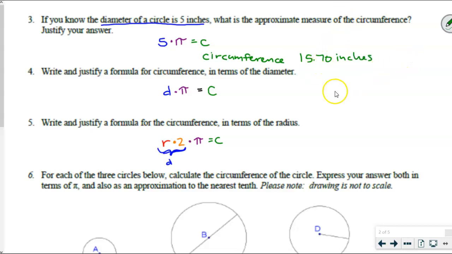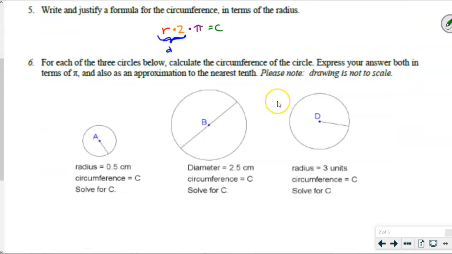What I need you to do now, what students are already working on in class, is find the circumference of each one of these. Make sure you're paying attention to the information that's given. The first one they're giving the radius, the next one the diameter, and the final one the radius. So make sure you're using that information correctly. Pause the recording until you have those done.